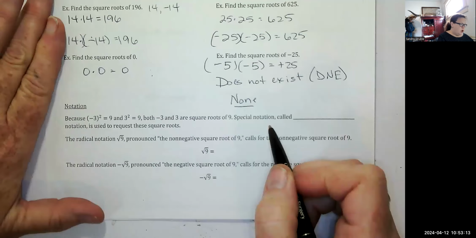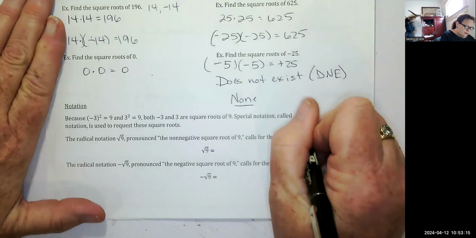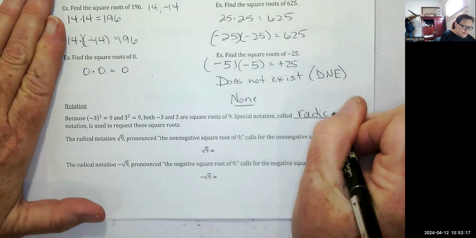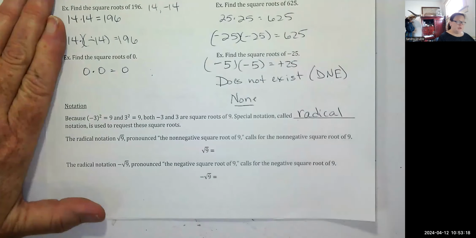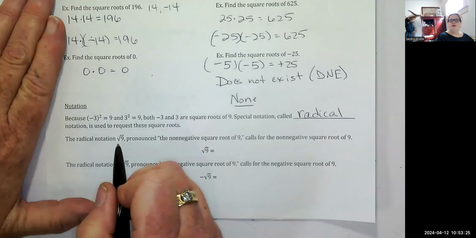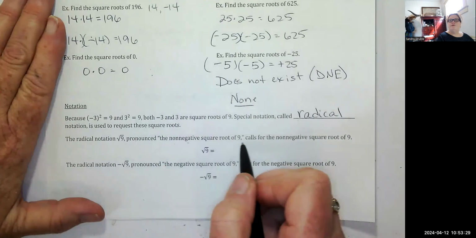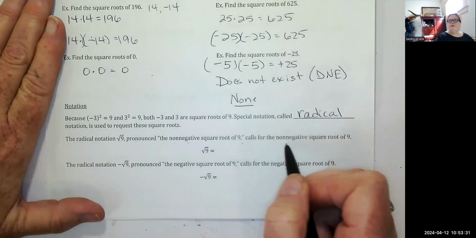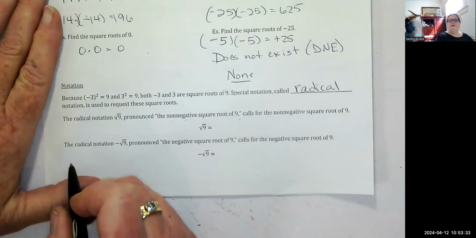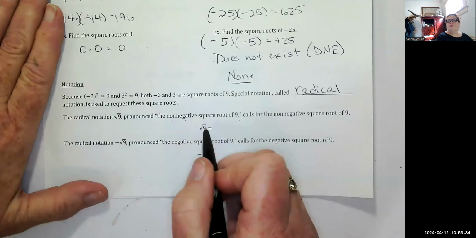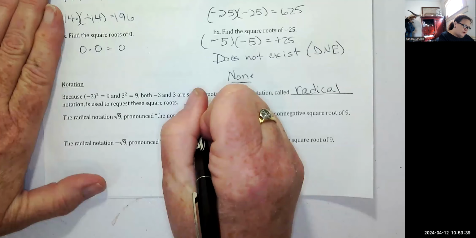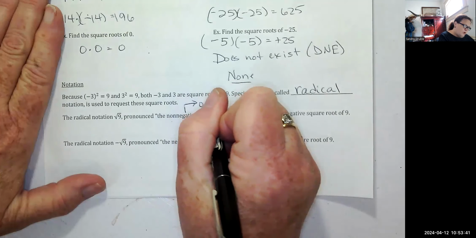Special notation called radical notation. Not like radical dude, it's just that radical notation is what the square root is represented by, used to request these square roots. The radical notation, this little guy right here, is pronounced the non-negative square root of 9. It calls it the non-negative square root of 9. Square root of 9 is equal to, and this would be 3. Non-negative means that it's either a 0 or positive.